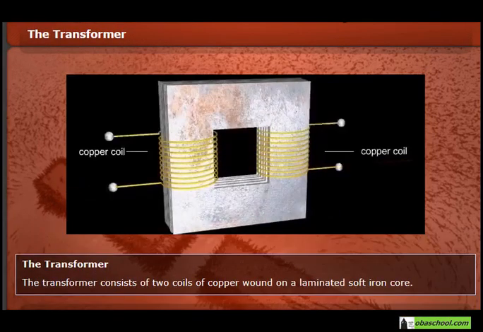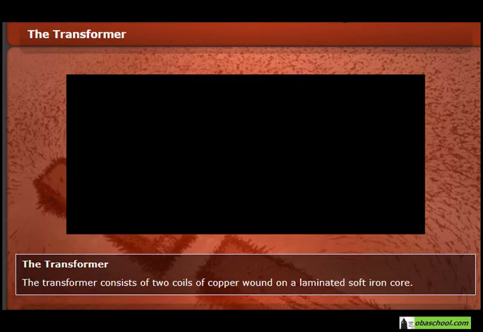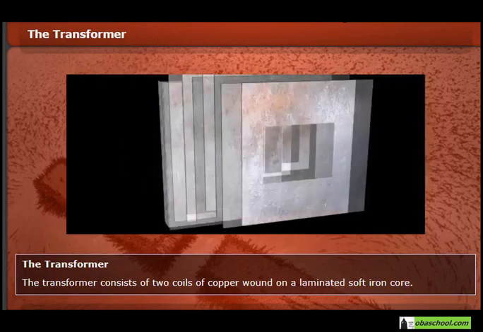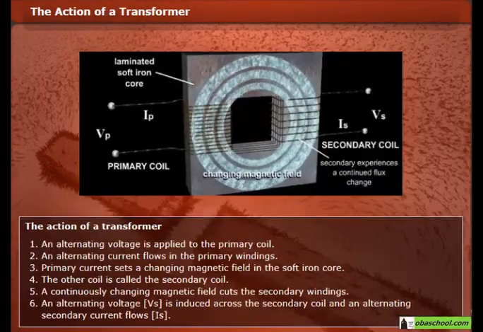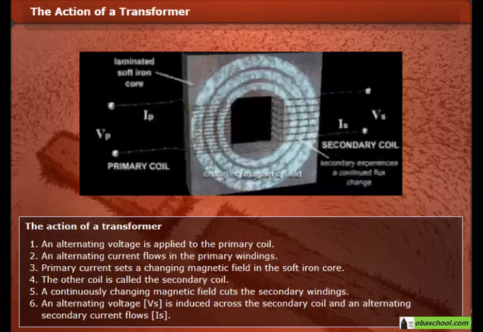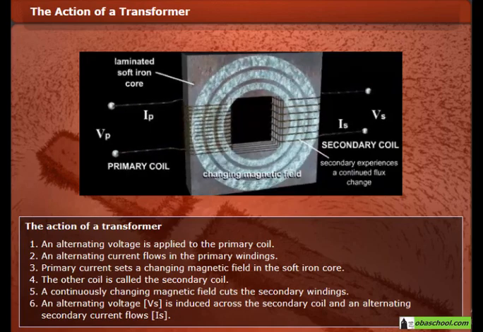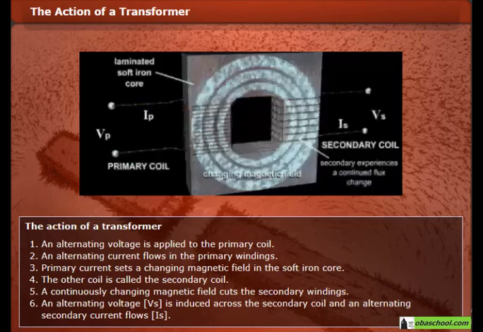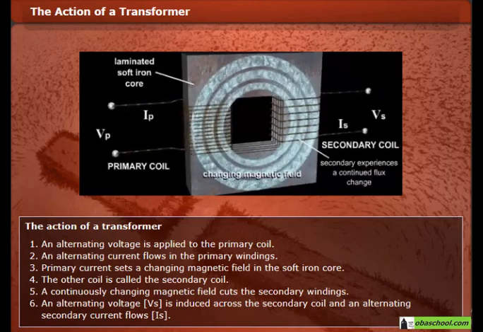The transformer. The transformer consists of 2 coils of copper wound on a laminated soft iron core. The action of a transformer. 1. An alternating voltage is applied to the primary coil. 2. An alternating current flows in the primary windings. 3. Primary current sets up a changing magnetic field in the soft iron core. 4. The other coil is called the secondary coil.